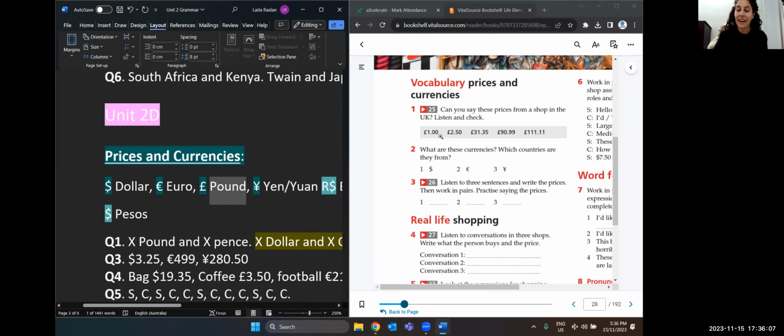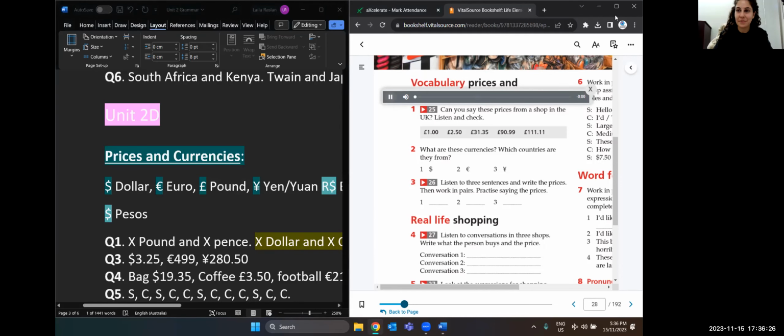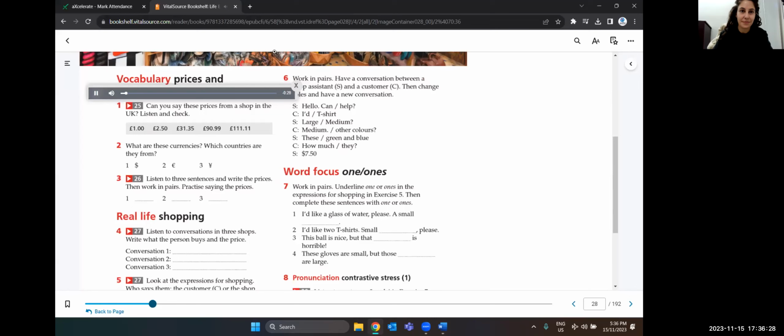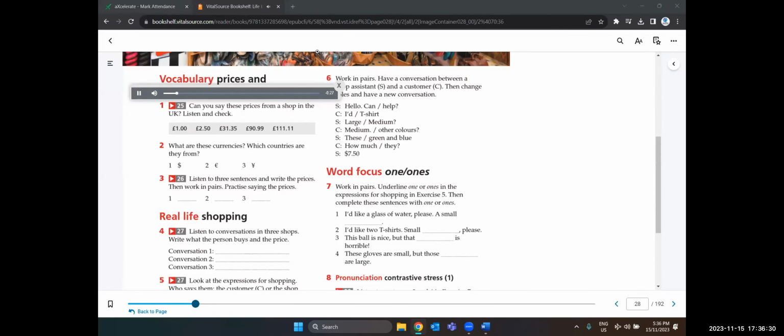So we're going to hear how we say how much this price is with the currency. So remember, for example, in Australia, $30. So we say the number first and then the symbol, the currency. So let's have a listen and then we'll talk about them. Track 25, Unit 2D.